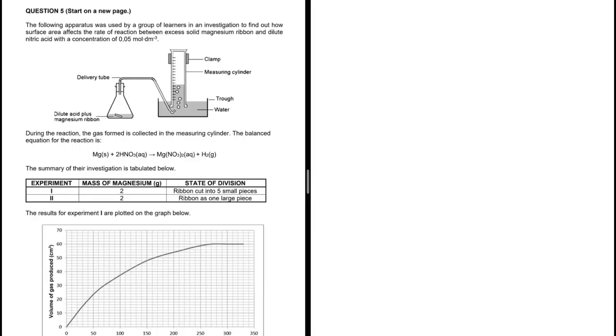And yes, the rate of reaction depends on the gradient. If the gradient is very steep, then the rate of reaction is very high. Okay, that is 5.5.